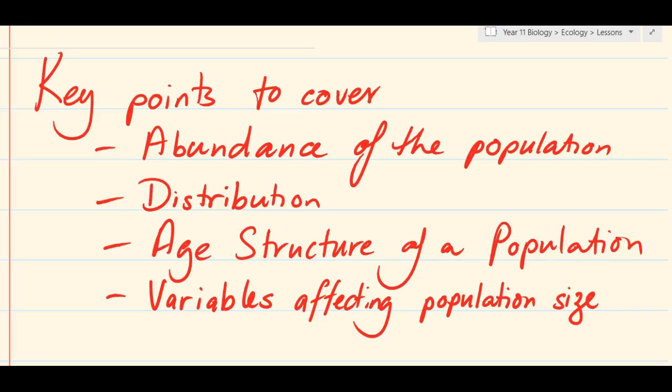This week we're going to be investigating populations, and there are a few key points that we're going to cover. First of all, abundance of a population, that is, how many there are, how a population can be distributed, the age structure of a population, and finally, the variables that affect population size.